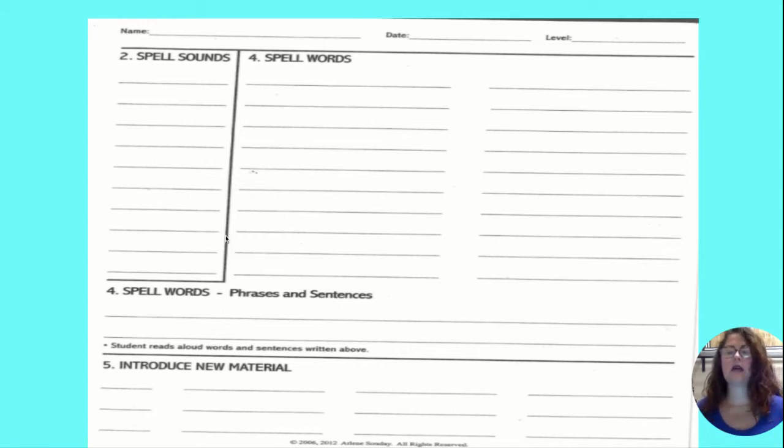Now, if you have some lines down below or down here at the bottom, I'm going to ask a question and I want you to write your answer down there. So how do you spell long I at the end of a word? If you hear the long I sound at the end of a word, how do we most likely spell it? Your answer should have been Y. Okay, make sure you write that down.